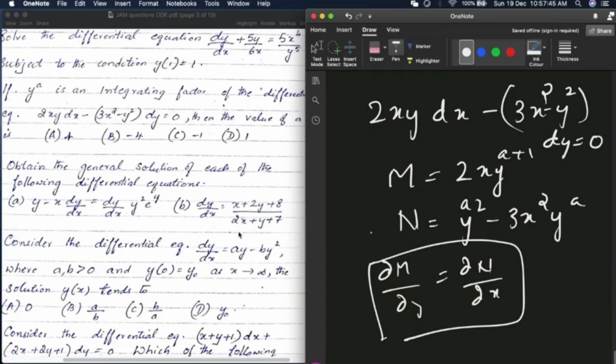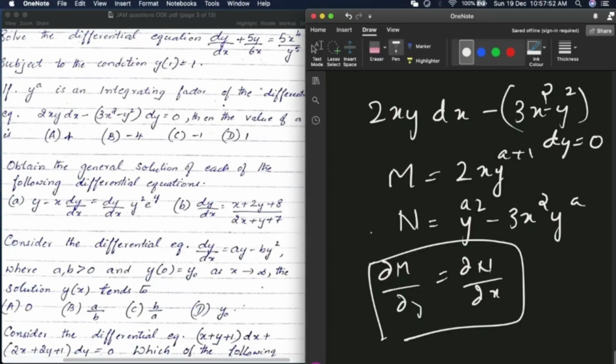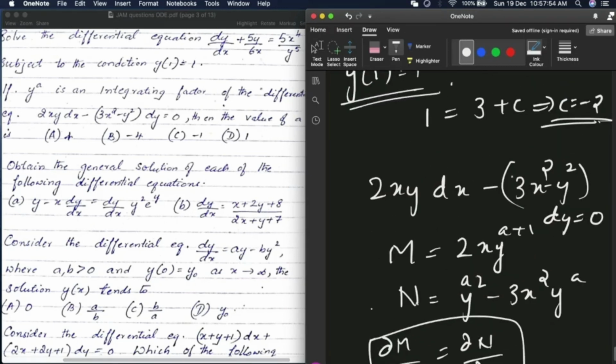Can you explain me, ma'am? Which one? This one you want me to explain? Okay, so this is the equation given to you, and the question says y raised to a is an integrating factor. The meaning of saying y raised to a is an integrating factor is if I multiply this equation by y raised to a throughout, it should become an exact differential equation.